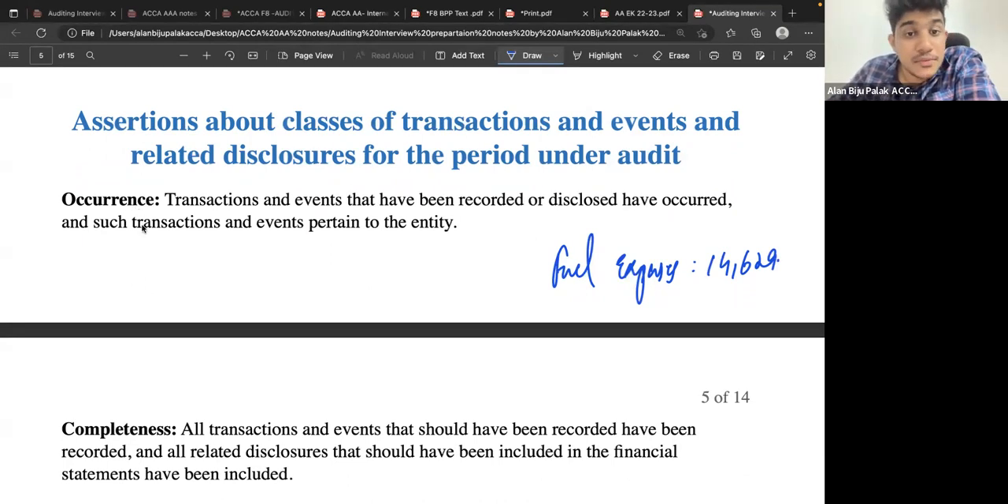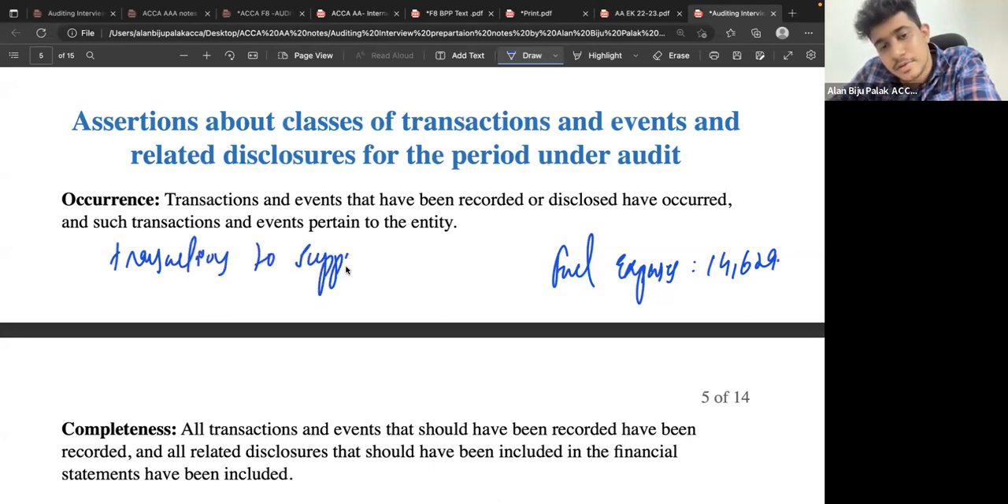In order to confirm the occurrence, you should always trace the transactions to supporting documents, right? Transactions to supporting documents. Always keep that in mind.